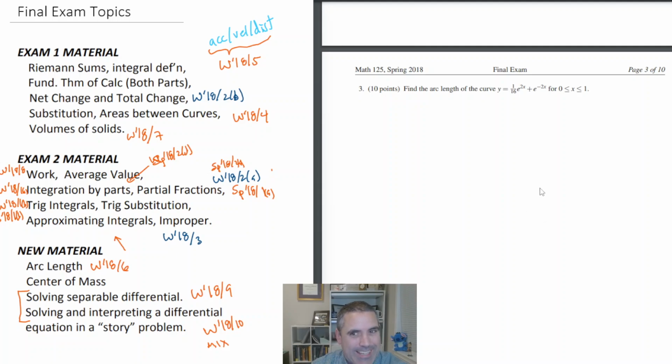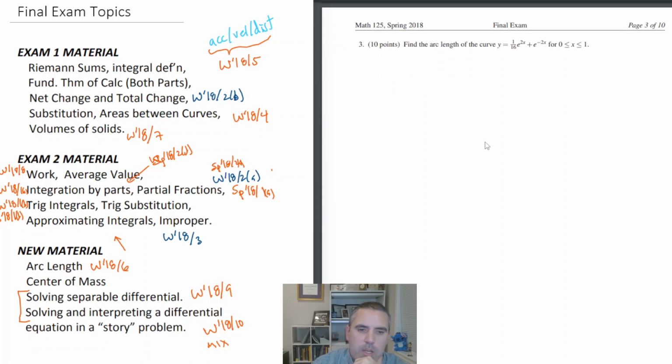We're not trying to get stuck. I think being stuck on a problem for hours and hours is not going to help you do better on the final. So now we want to look at an arc length. Okay, so this is spring 18, question 3.